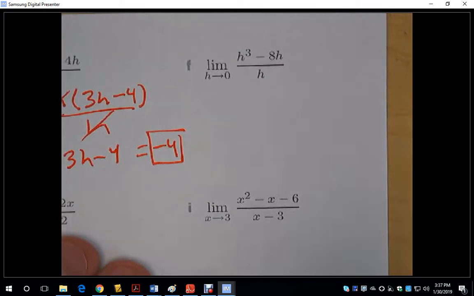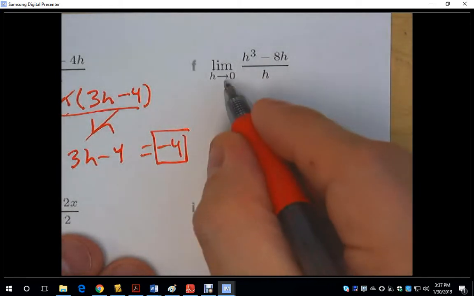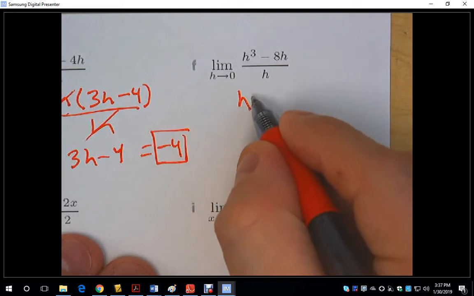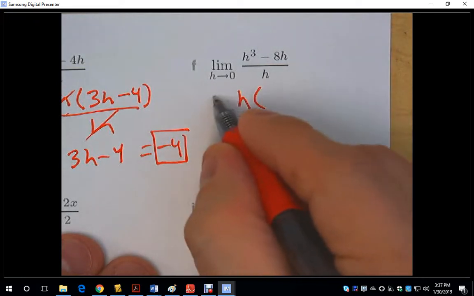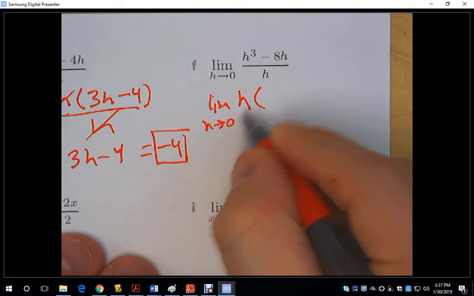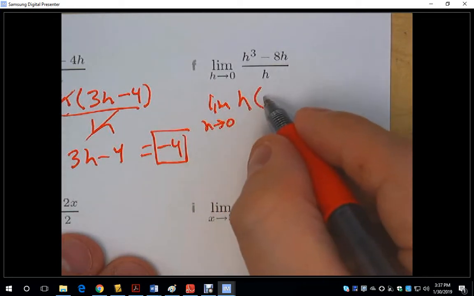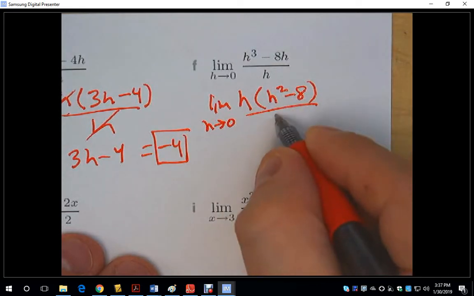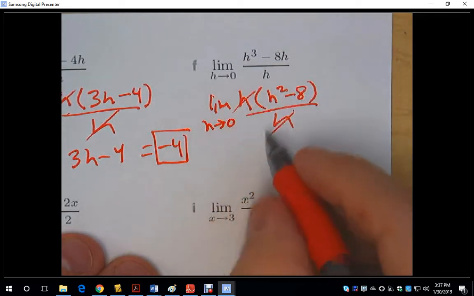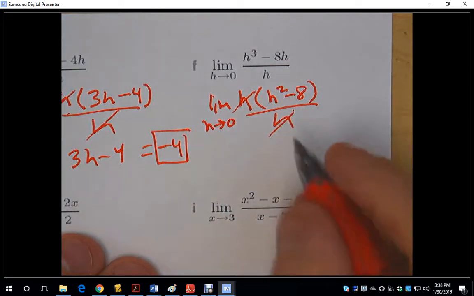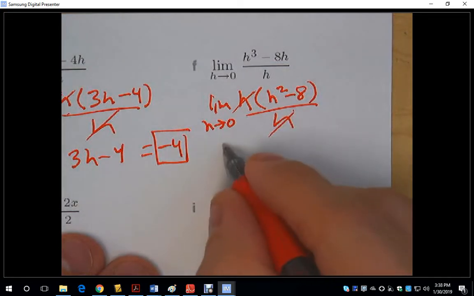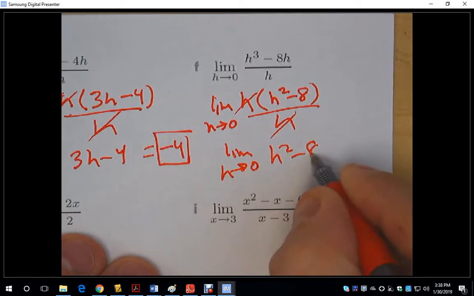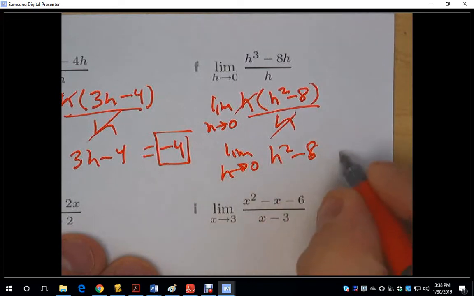Let's look at this f part. Again, if I plug in the 0, I have an undefined function, so I'm going to factor out another h. I have h, and what's left over in parentheses, so I have the limit as h approaches 0 of our function of h times h squared minus 8 over h, and there's h divided by h. Those h's become 1, and we're left with the limit as h approaches 0 of h squared minus 8. I'm going to plug in my 0 to get negative 8.